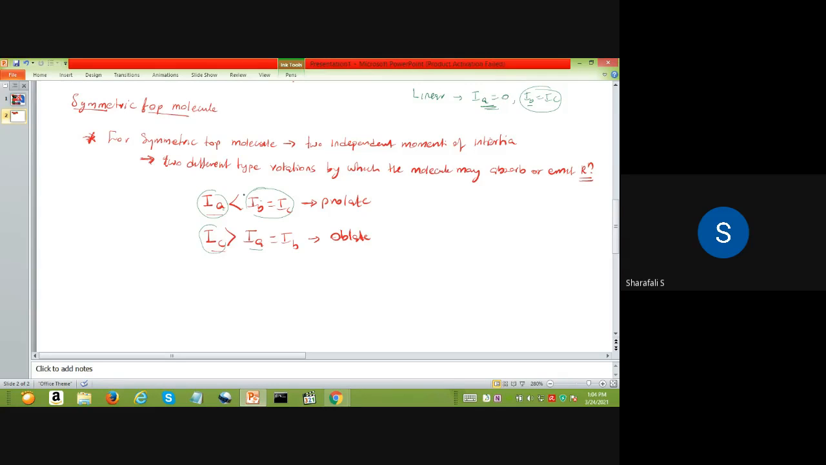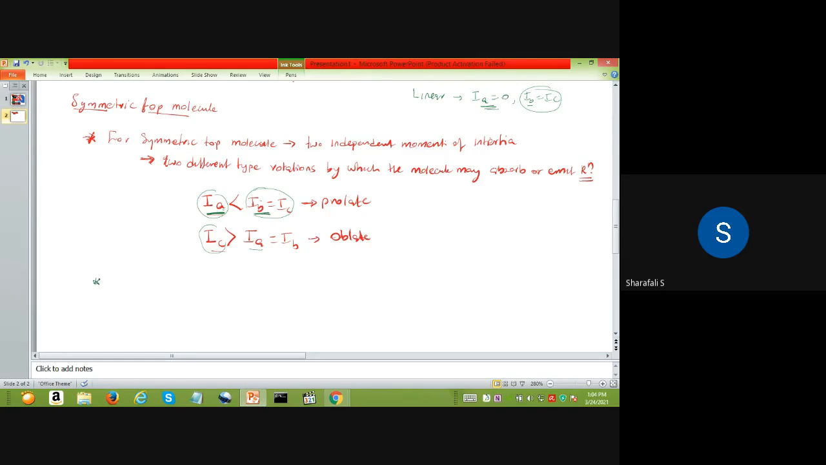But in this case, we have IA, which is also there, which is smaller than IB and IC, but still it is there. And we also have IB and IC. So we can take either IB or IC, and also we have to consider IA, which is not equal to 0. So in this particular case, we have two different moments of inertia, which means that we have two different types of rotations for these symmetric top molecules. Since there are two different types of rotations, we have to consider two different quantum numbers.